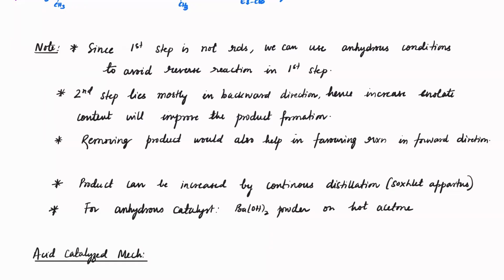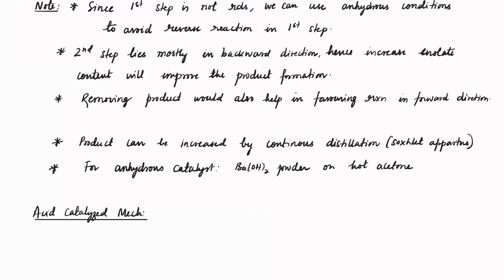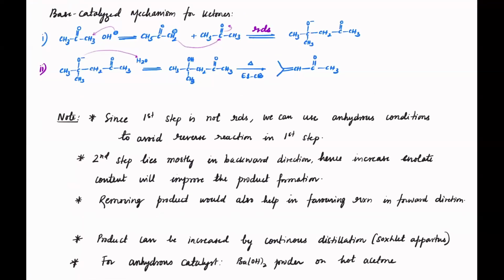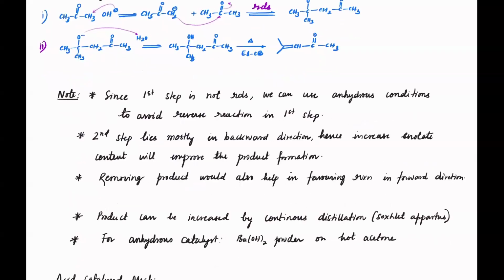Okay. So to make this reaction faster, we can use an anhydrous catalyst, something like barium hydroxide powder on hot acetone. So acetone is the reactant on which if you use barium hydroxide powder and heat it, then the reaction would happen faster. Got it? So I hope you understood the base catalyzed mechanism in the case of ketones. Okay. Now let's see the acid catalyzed mechanism in the case of ketones.